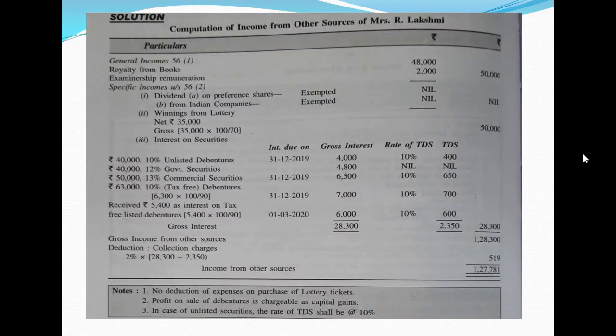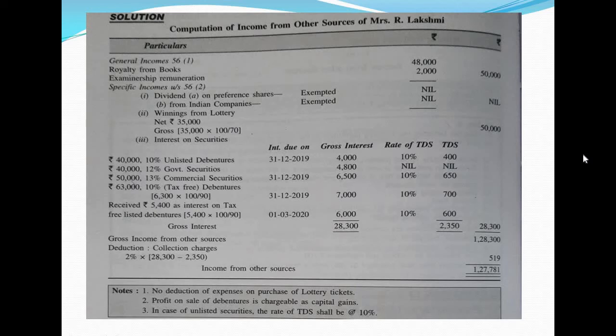So if you have to gross it up, it will be rupees 35,000 into 100, then divided by 70. The formula is 100 divided by 100 minus the rate of tax. So 100 minus 30% gives you 70. So 35,000 into 100 divided by 70 will give 50,000.